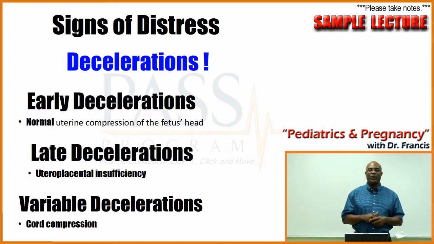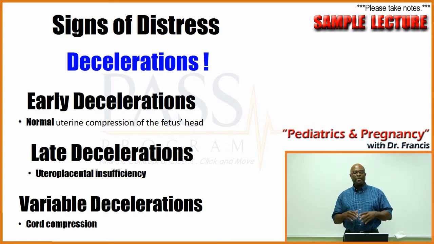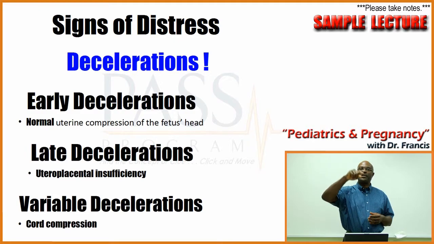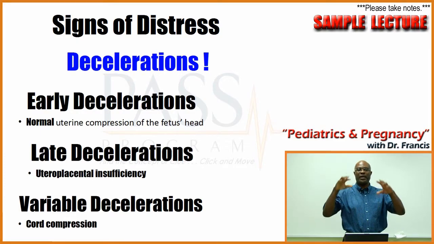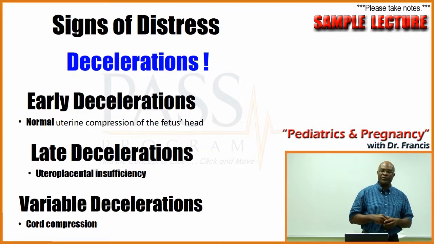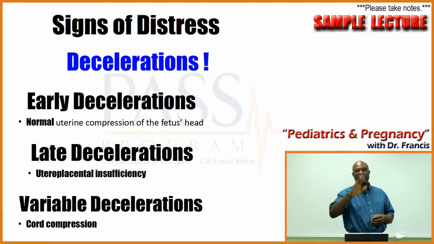And then followed by variable deceleration. What happens here? In variable deceleration, you have cord compression. So now you have hypoxia causing bradycardia competing with hypovolemia causing reflex tachycardia. So now you have reflex tachycardia and reflex bradycardia caused by stress. Tachycardia from hypovolemia, decreased venous return. Bradycardia caused by hypoxia and the stress of hypoxia. And so that's why the heart rate goes up and down, up and down. So we call that variable deceleration.